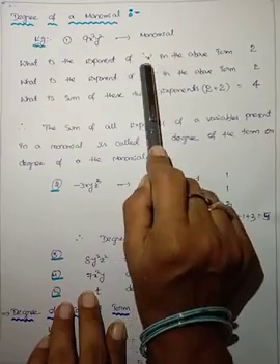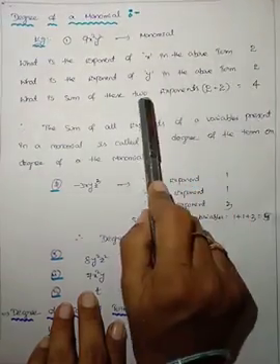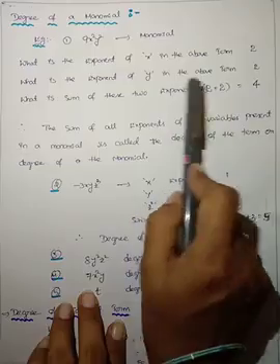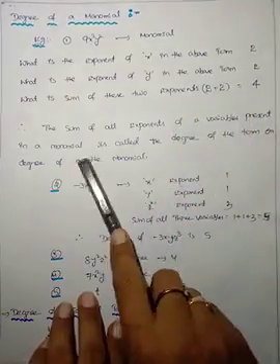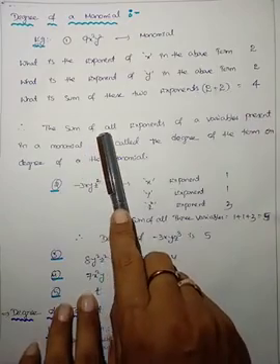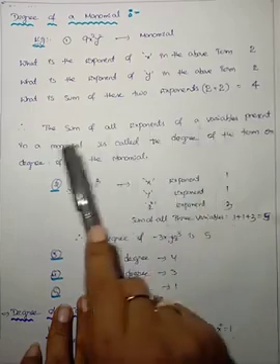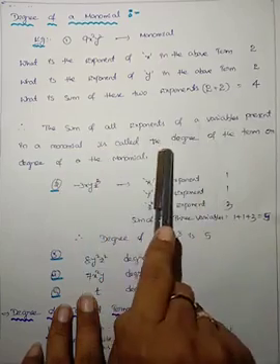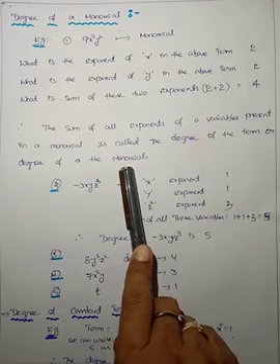Here is the sum. The exponent of x is 2, the exponent of y is 2. The sum of these two exponents is 2 plus 2, which is equal to 4. So the degree of the monomial is the sum of all exponents of the variables present in the monomial. It is called the degree of the term or degree of the monomial.